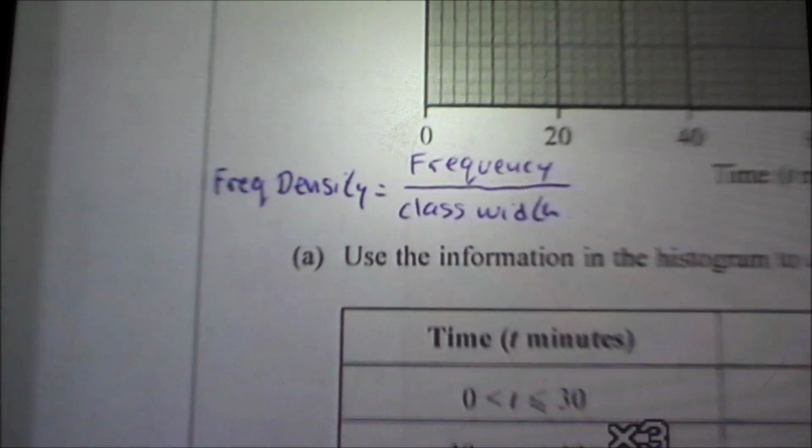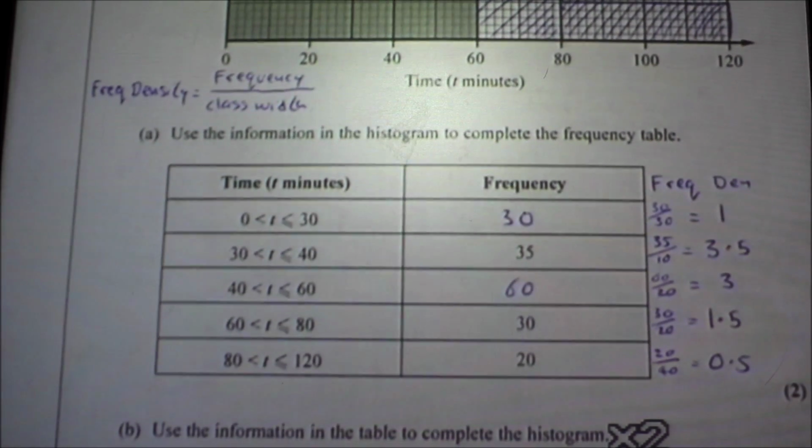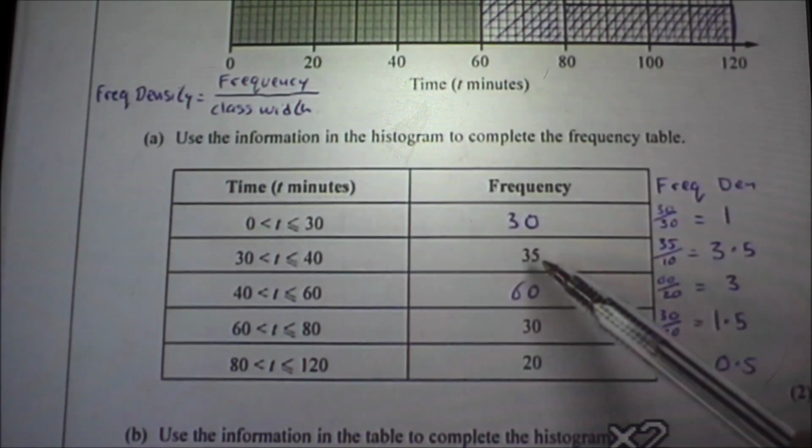Now, I'm not going to tell you how to do histograms here. I'm just going to take you through the questions because otherwise it would take too long. First of all, I do the table. So frequency density, you need a column here. That is frequency over class width. You can do this one.